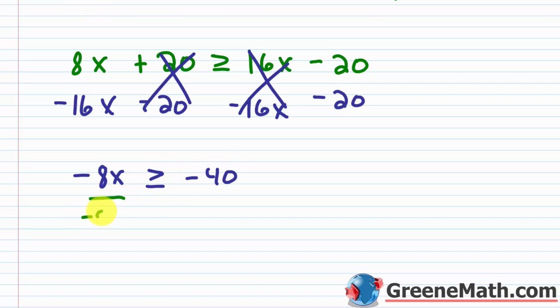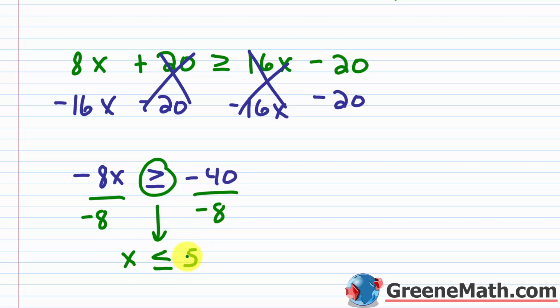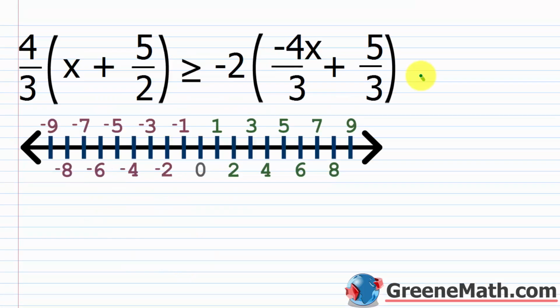We divide both sides of the inequality by negative 8. And again, we're dividing by a negative, so we've got to flip the direction of the inequality symbol. This will be a less than or equal to now. So you get x is less than or equal to negative 40 over negative 8, which is 5. So let's erase everything. So again, x is less than or equal to 5.